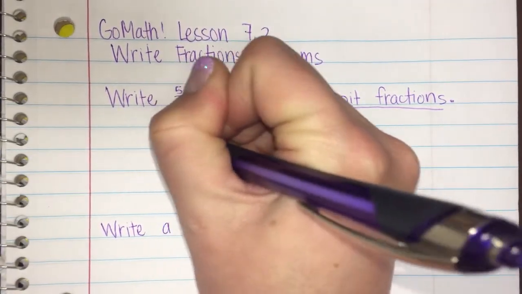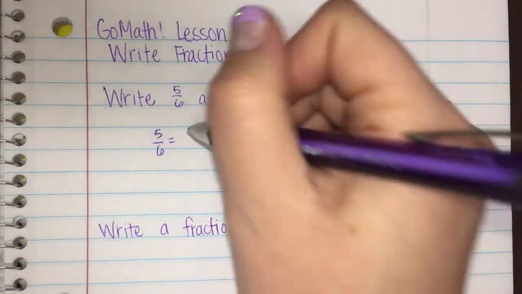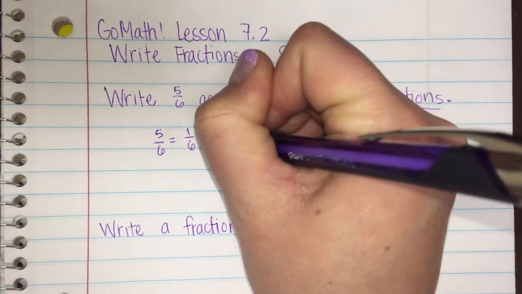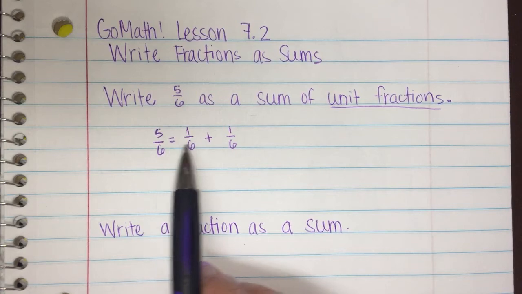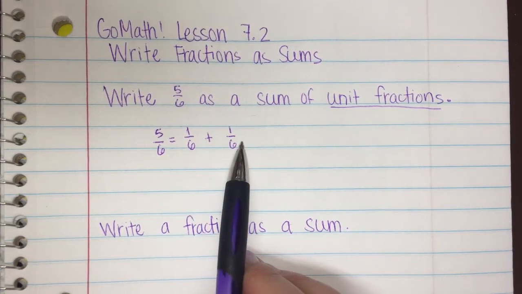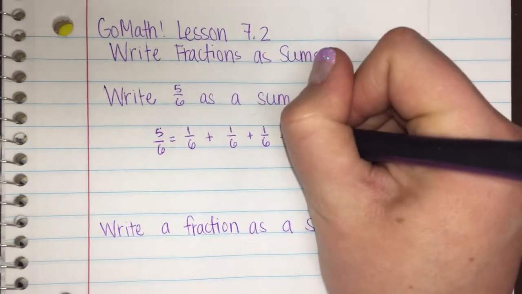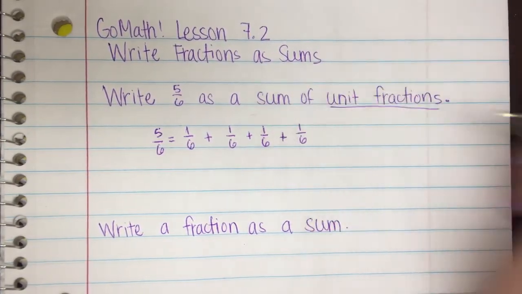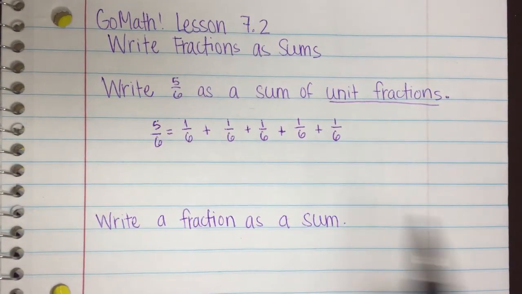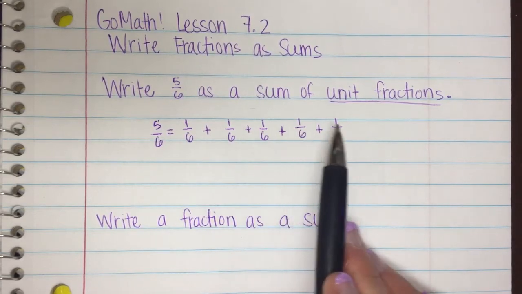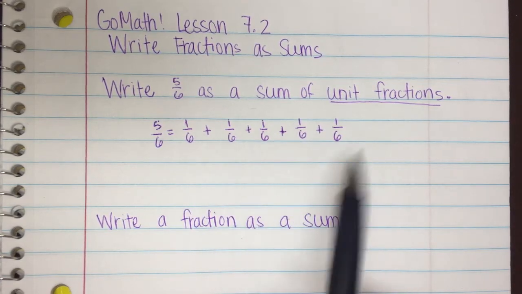So for instance, if I use 5/6 and write it as a sum of unit fractions, I'm going to write 5/6 is equal to, and like we said before, the unit fraction is going to be 1/6. And I'm going to add enough 1/6 together in order to get 5/6. So here I have 1/6 plus another one gives me 2/6. This one makes 3/6. This one makes 4/6. And this one makes 5/6. And just to double check, 1, 2, 3, 4, 5/6. And that's how I write any fraction using a sum of unit fractions.